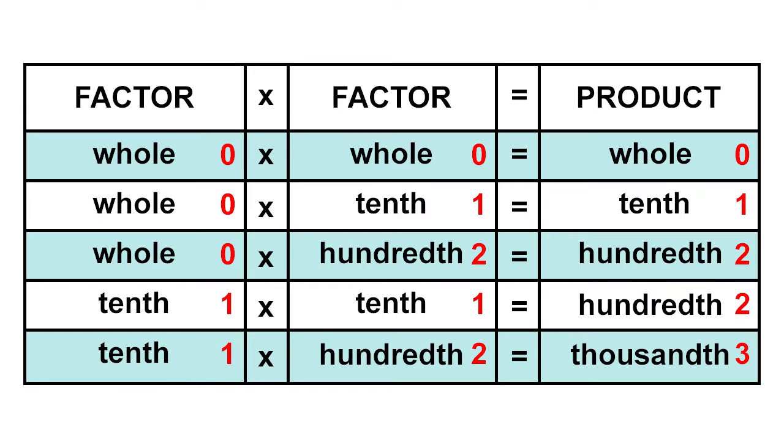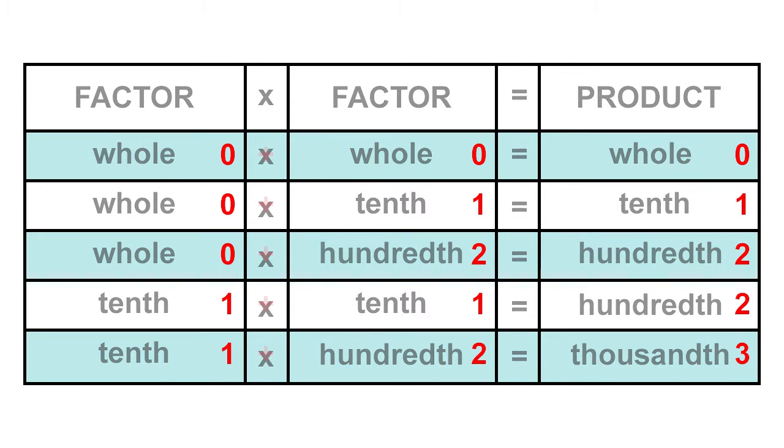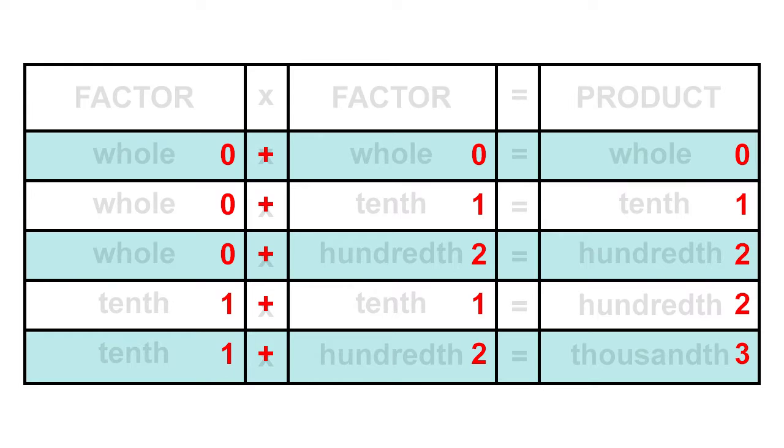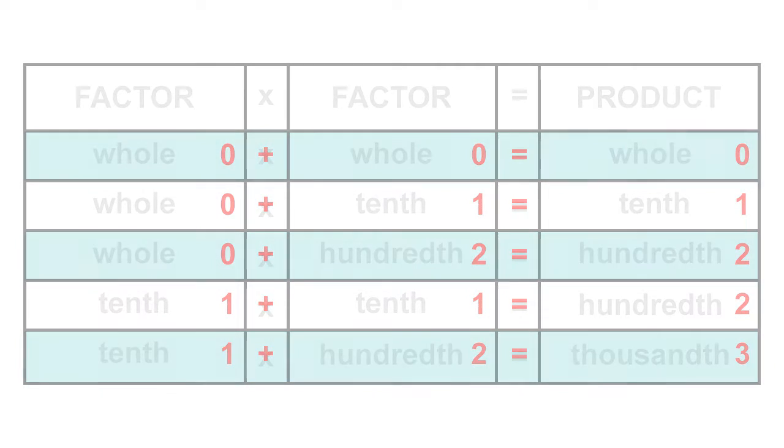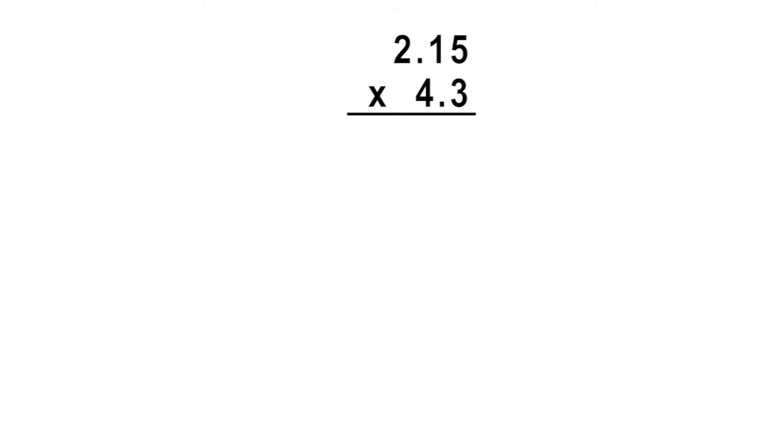We can now identify a pattern created between the value of the decimals in the factors and the value of the decimals in the product. By adding the number of decimal places in the factors together, we can calculate the total number of decimal places in the product. Knowing that decimal factors can be multiplied like whole numbers, and understanding how to calculate the number of decimal places in the product, we can multiply decimals using the standard multiplication algorithm. Take 2 and 15/100 multiplied by 4 and 3/10.